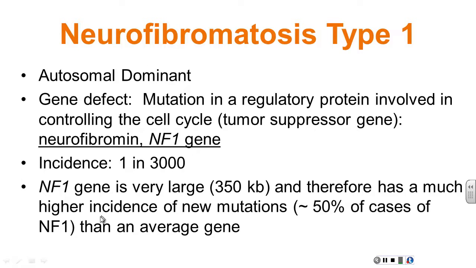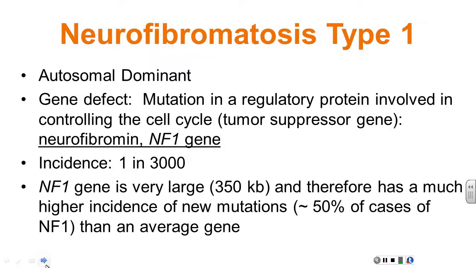Now, obviously, if I'm doing a pedigree, I can't have a whole bunch of new mutations. So don't let that screw you up when you're looking at a pedigree. If I give you a pedigree and I'm talking about NF type 1, it's going to look like your traditional autosomal dominant pedigree.